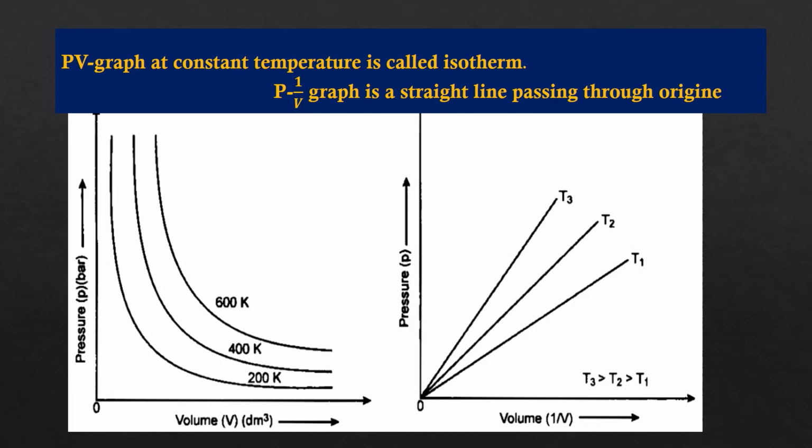The PV graph at constant temperature is called an isotherm. On the left side of the screen, volume is taken on the x-axis and pressure on the y-axis. At different temperatures, 200K, 400K, 600K, the curved lines are called isotherms. The P versus 1 by V graph is a straight line passing through the origin, where T1, T2, T3 are the temperatures. T3 is greater than T2, which is greater than T1.